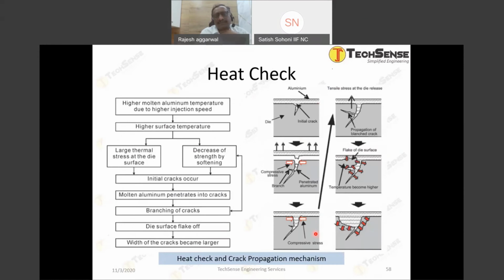Heat checks. This is basically showing the propagation of the heat check mechanism, how it is happening. And the heat check may even lead to the removal of the metal, or cavitation. This is the image you are seeing on a larger scale actually. So actually this size is maybe in microns, right?